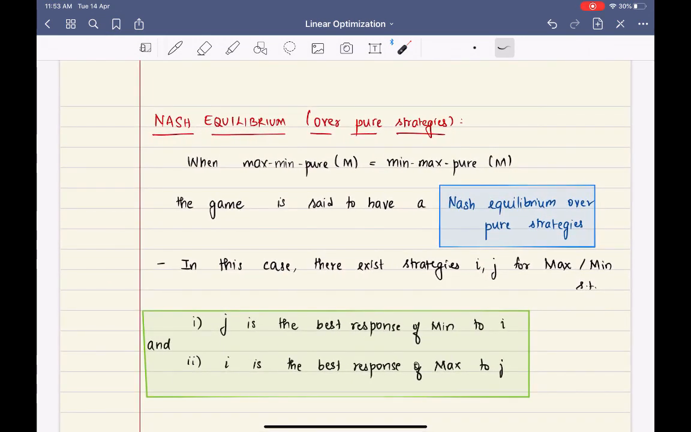So now comes the main definition, which is Nash equilibrium over pure strategies. When we have a game where max min pure equals min max pure, the game is said to have a Nash equilibrium over pure strategies. So what does it mean? When this happens, there exist strategies i and j for max and min such that when max plays i, j is the best response of min, and when min plays j, i is the best response of max.